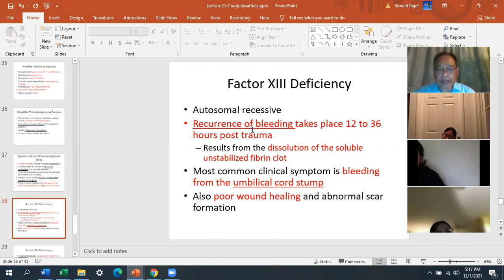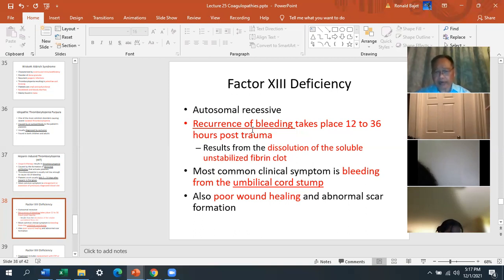And what's happening is that this is resulting from the dissolution of the soluble unstable fibrin clot. Okay, so you recall the white thrombus and the red thrombus. Well, the fibrin clot is not stable. And that's because you have a factor 13 deficiency. So remember, no factor, no clot, right? No factor, no clot. So here in this case, you're missing factor 13.